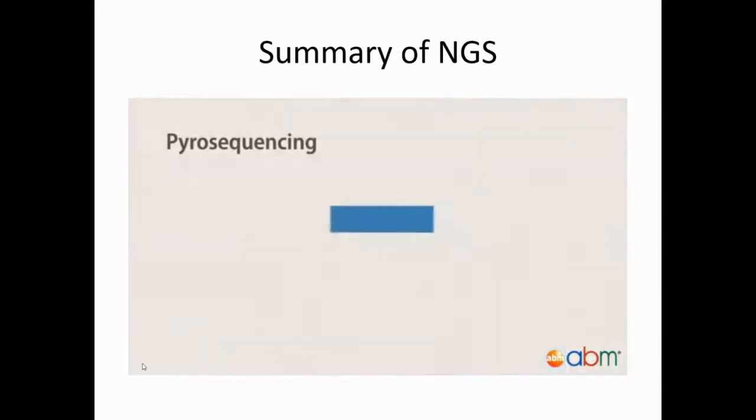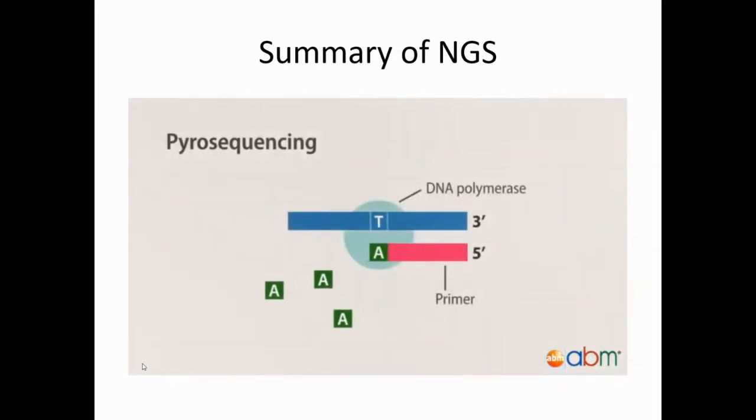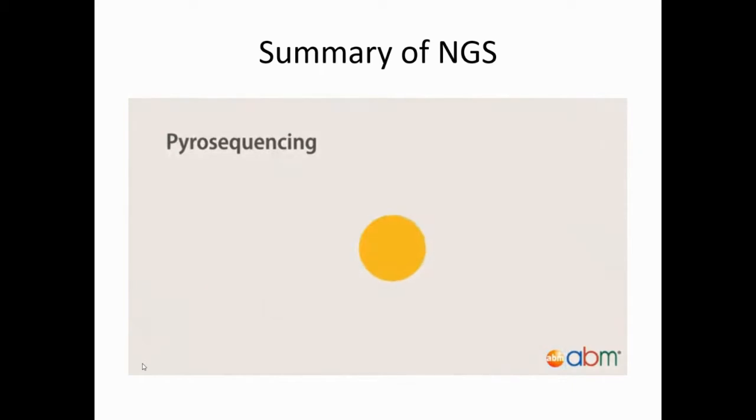In pyrosequencing, the sequencing reaction is monitored through the release of a pyrophosphate during each nucleotide incorporation. The released pyrophosphate is used in a series of chemical reactions resulting in the generation of light. Light emission is detected by a camera, which records the appropriate sequence of the cluster.